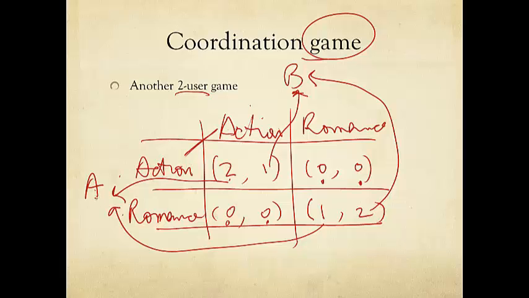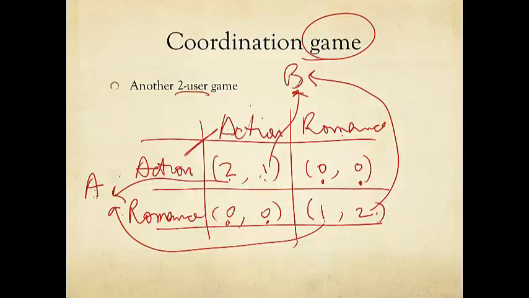action to 2 for A, 1 for B, maps romance to 1 for A, 2 for B, and it maps romance action or action romance to 0 for both players. That's the payoff function. So now we have completely specified this game. Let's understand the behavior here.